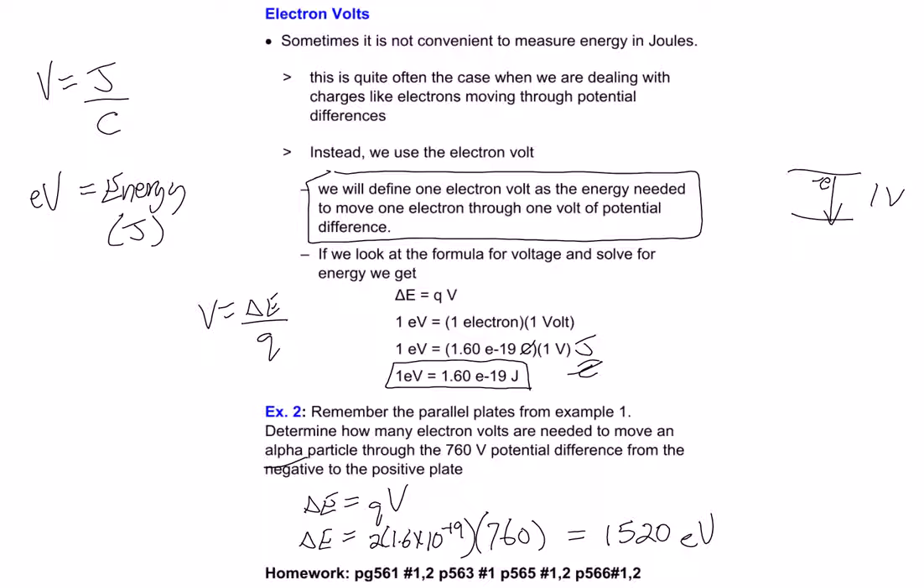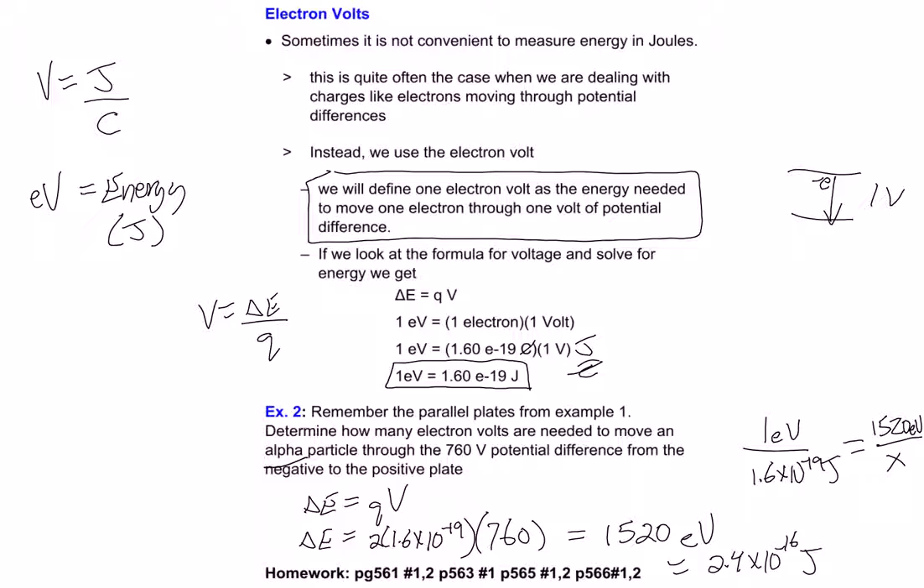If we want to convert that to joules, we'd have 1 electron volt equals 1.6 times 10 to the negative 19 joules. So if we have 1520 electron volts, we just have to multiply. We'd go 1520 times 1.6 times 10 to the negative 19, and that would give us how many joules. If we do that quick calculation, we see that this is the same thing as 2.4 times 10 to the negative 16.